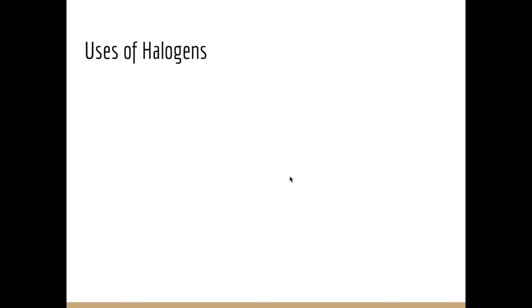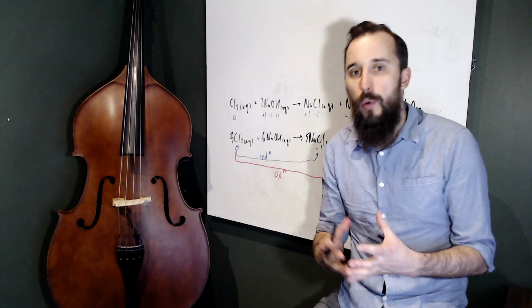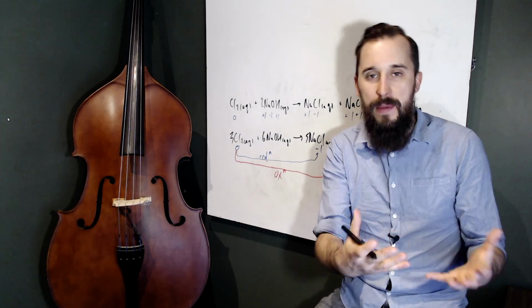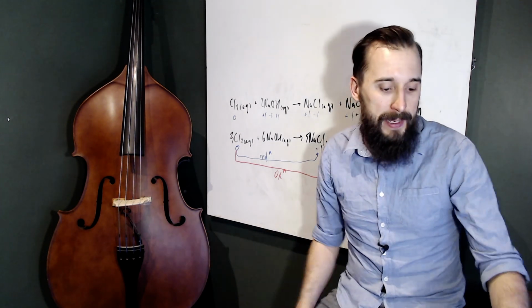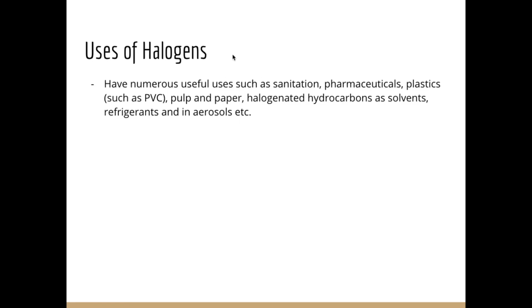Finally, to finish off the unit on the halogens, let's just discuss briefly some uses of these halogens. Like I've said before, it's good to zoom out from just an academic standpoint to see how we can apply this knowledge and apply these chemicals and these compounds and these elements, etc., to a broader application in our lives. Halogens have numerous and useful purposes: sanitation, pharmaceuticals, formation of plastics such as PVC, pulp and paper, halogenated hydrocarbons as solvents, refrigerants, and in aerosols.